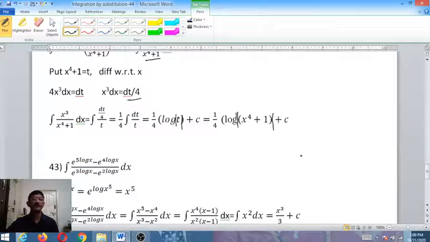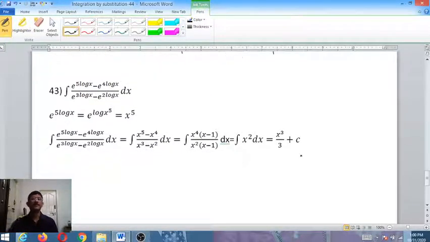Now look at this problem. It is a very simple problem. e to the power of 5 log x. Can we write it as e power log x power 5? This 5 comes to here as a power. E power log x power 5 is the same as x power 5. So the first one is x power 5.